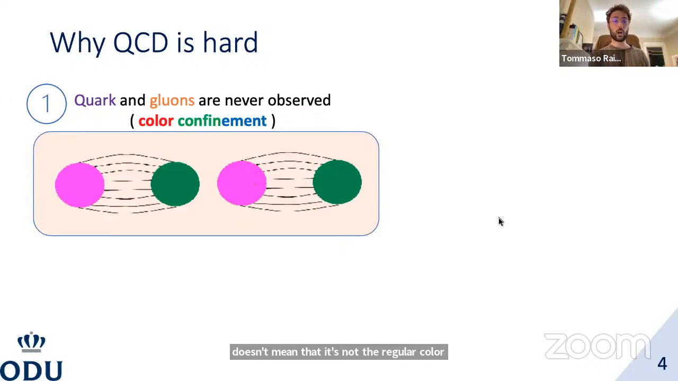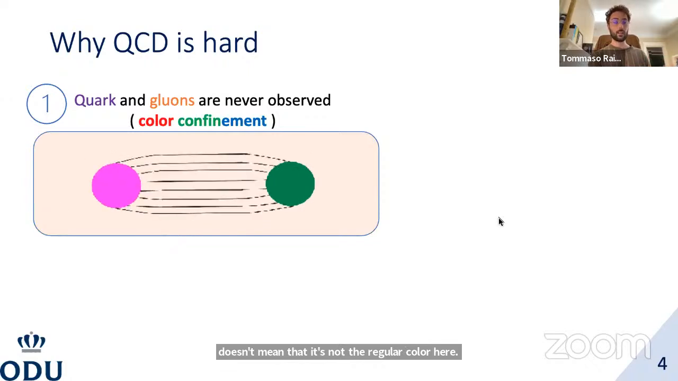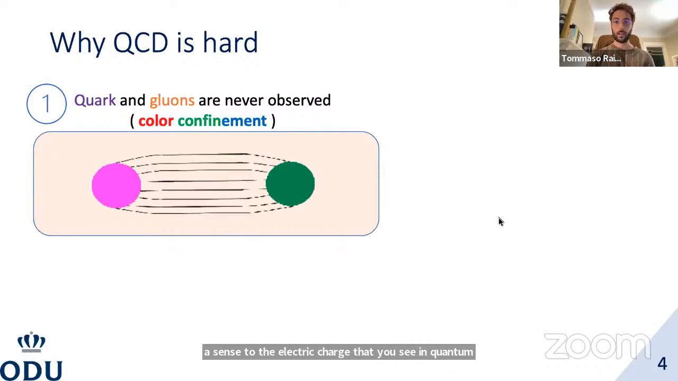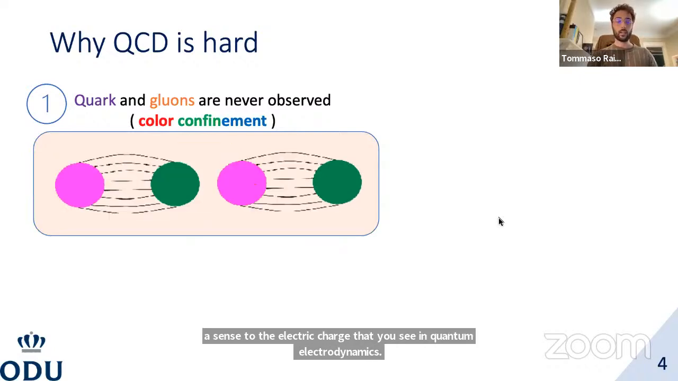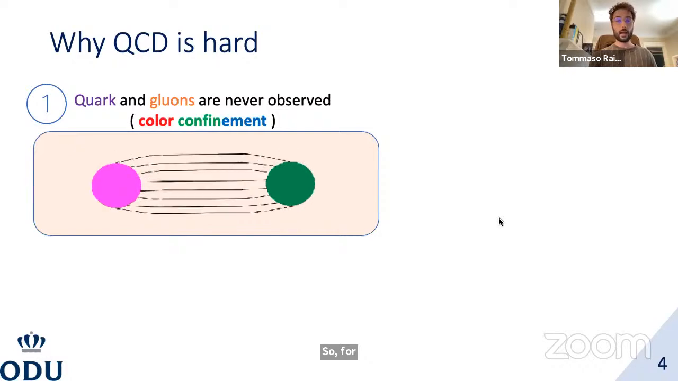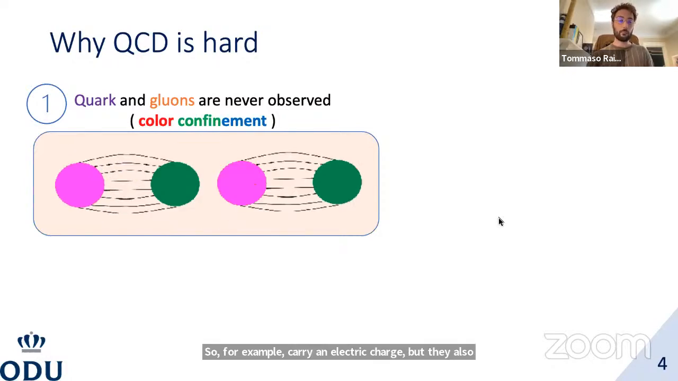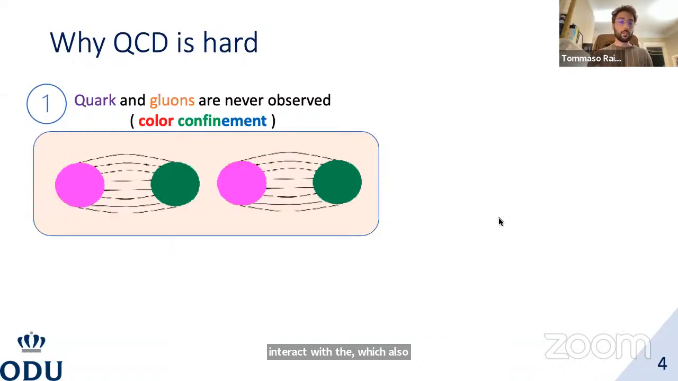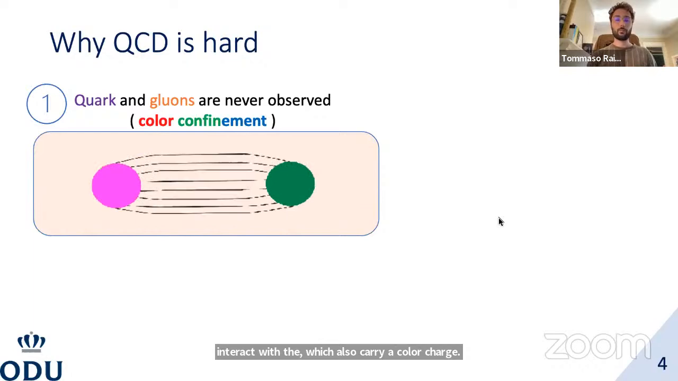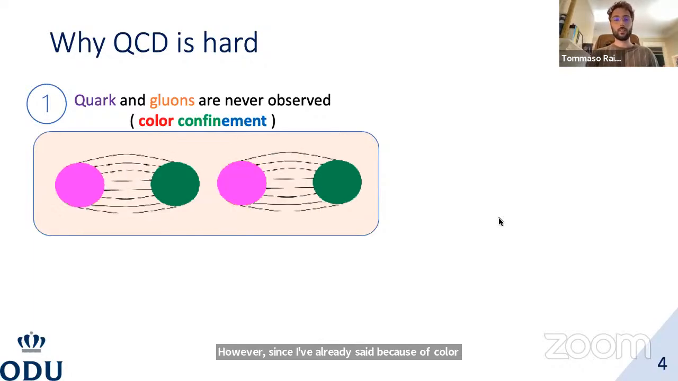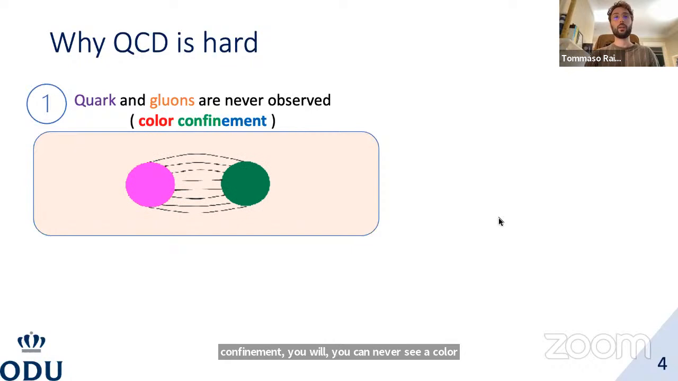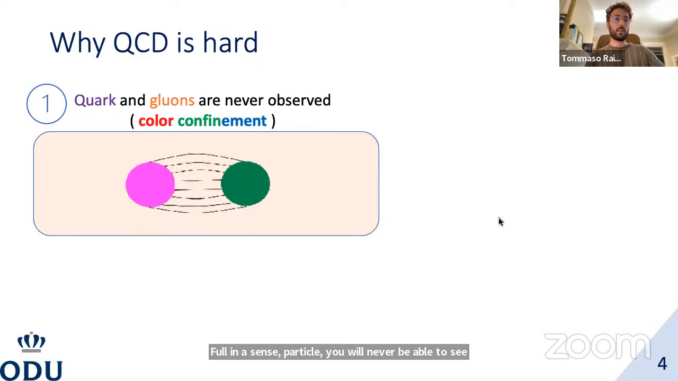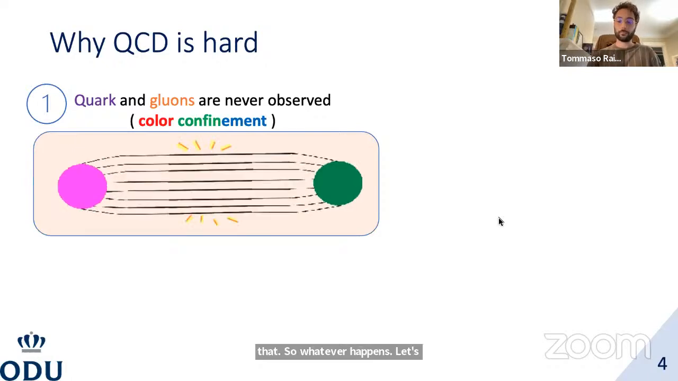It's actually a color charge, and it's equivalent in a sense to the electric charge that you see in quantum electrodynamics. So quarks, for example, carry an electric charge, but they also carry a color charge. And that is what makes them interact with the gluons, which also carry a color charge. However, as I've already said, because of color confinement, you can never see a colored particle. You will never be able to see that. So whatever happens, let's say you see a proton, that will have to have color 0, and indeed it has.